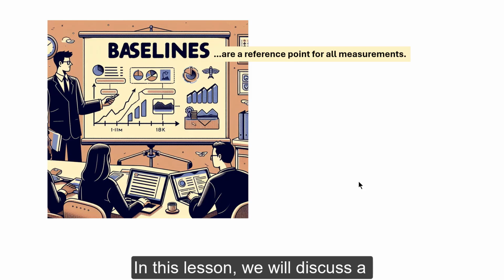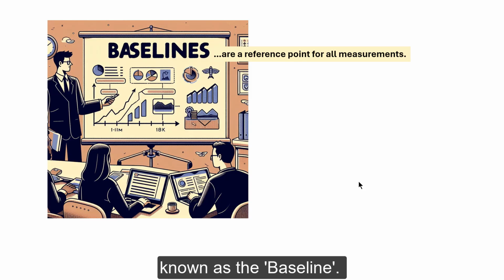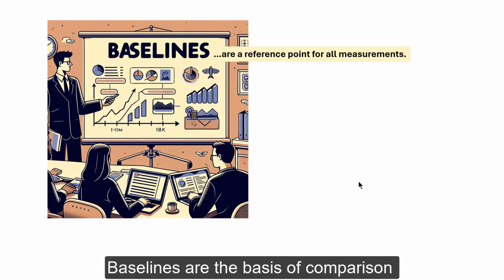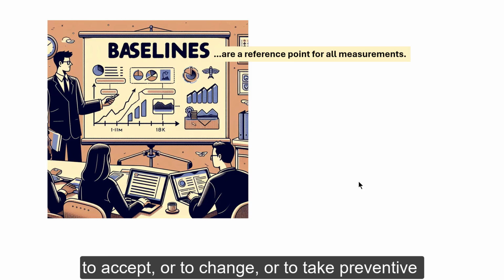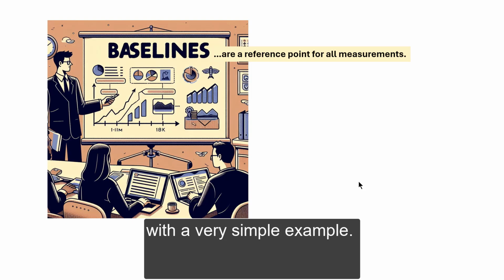In this lesson, we will discuss a foundational concept of project management known as the baseline. A baseline is the reference point on which all project performance measurements are based. Baselines are the basis of comparison upon which your decisions will be made, either to accept or to change or to take preventive actions or corrective actions. I will explain this concept with a very simple example in the next slide.